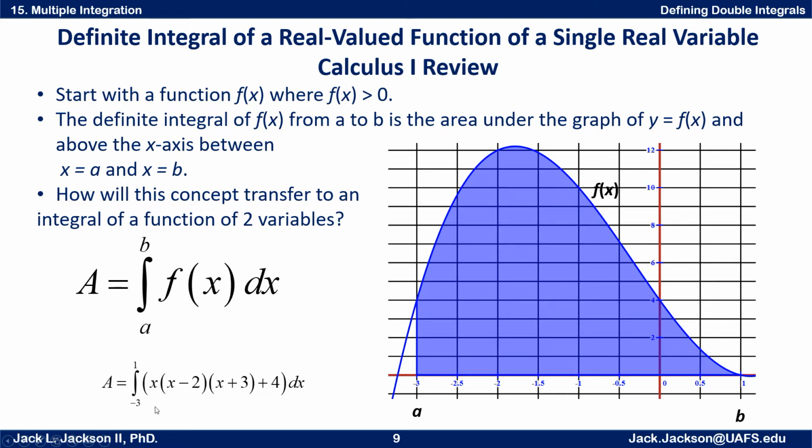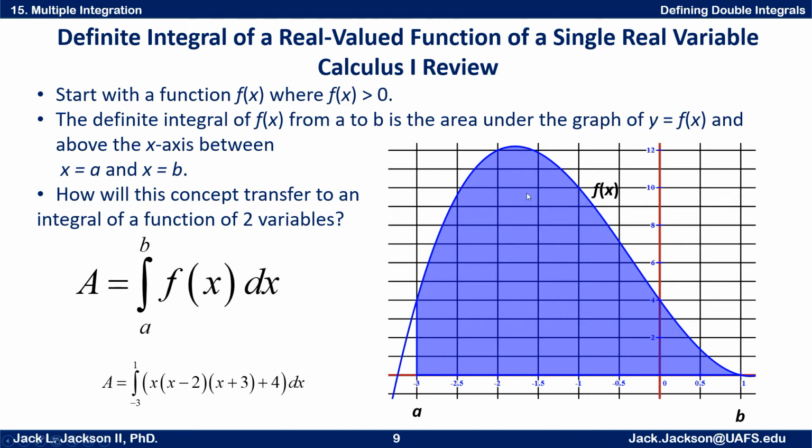and 1. And so that's a definite integral, and as you probably remember from Calculus 1 and 2, this is an area. It's an area underneath the curve and above the x-axis between x equals -3 and x equals 1, or in general below f of x and above the x-axis from x equals a to x equals b. So the question is, how does this concept transfer to a function of two variables?